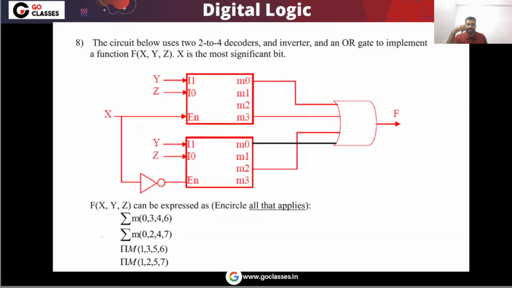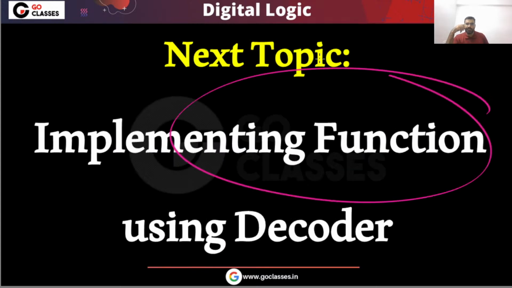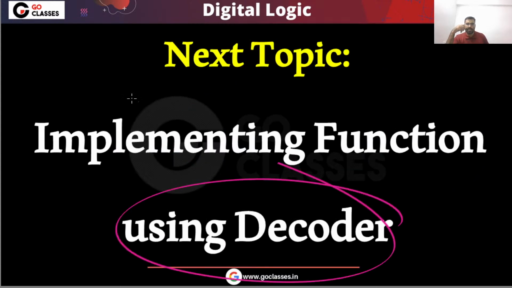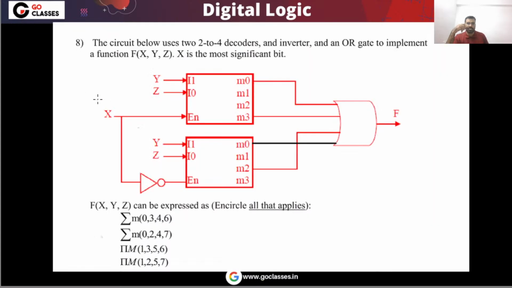The next question is this. How to implement a function using decoder? So tell me what will be the answer. Did you solve this question? I gave this question as homework in the last standard session. Did you try this?